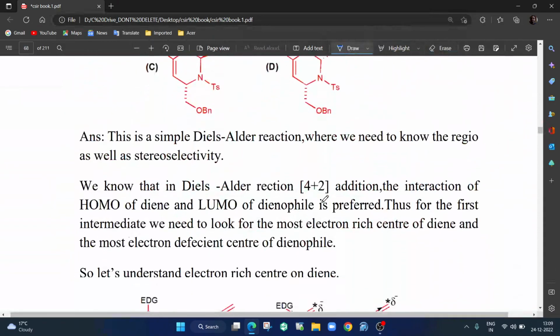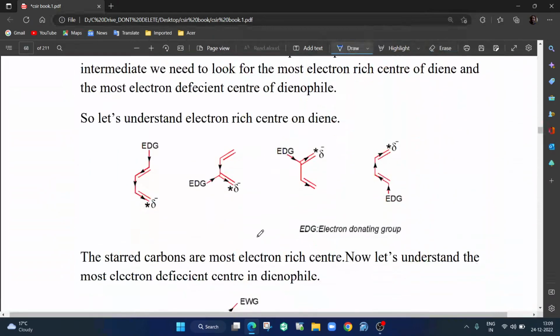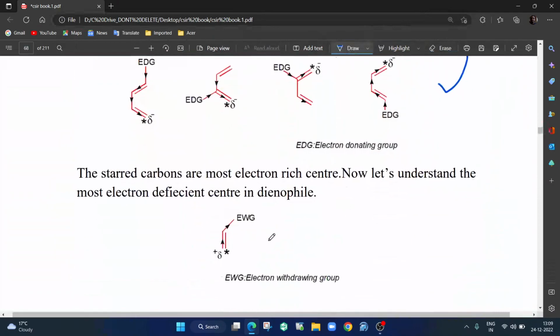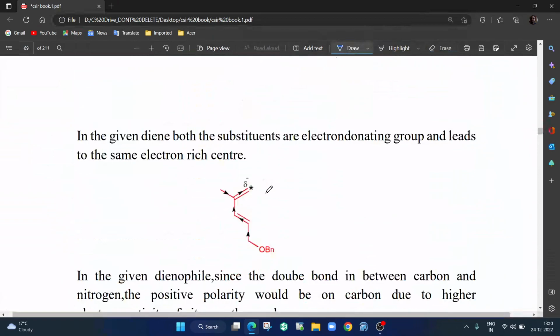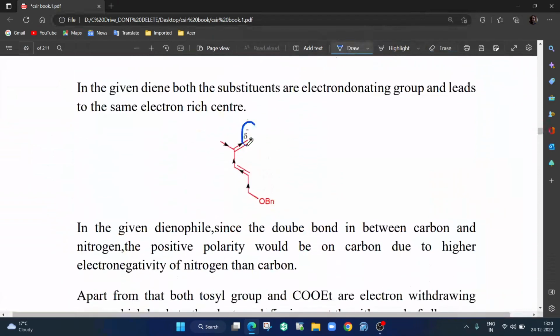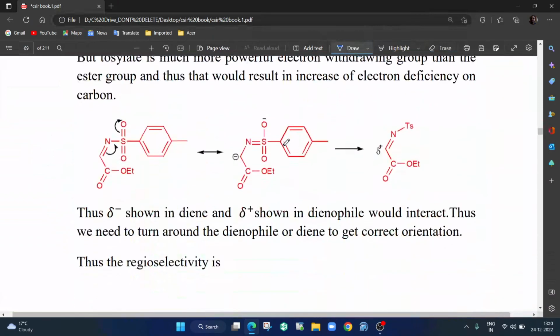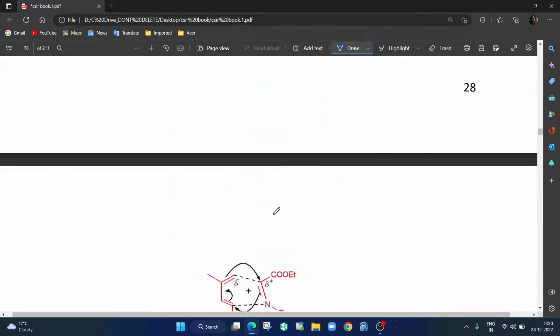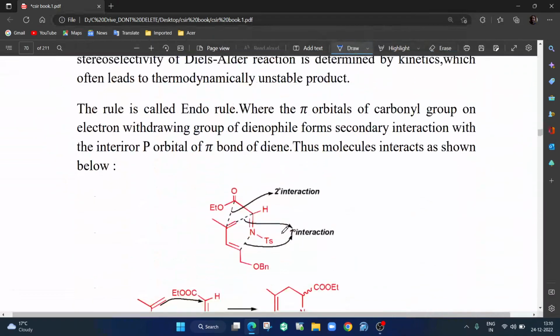So let us look, please read through it slowly. Whatever I have said is there. These are the electron-rich centers in the diene, and this is the electron withdrawing group for the dienophile. So this is where the positive comes, right? All that I said is here, and therefore we have to look for this first. This will attack the electron-poorest center of the dienophile. So we have this as this one. What we are going to do is rotate it so that this electron-rich center comes to the electron-poor center, and this comes and attacks here, this comes here, this comes here. So our ring is done.